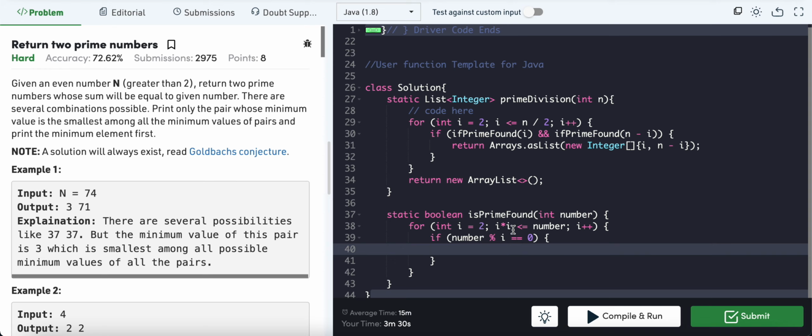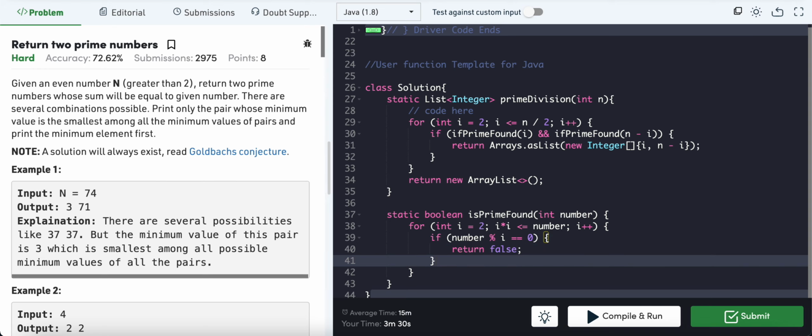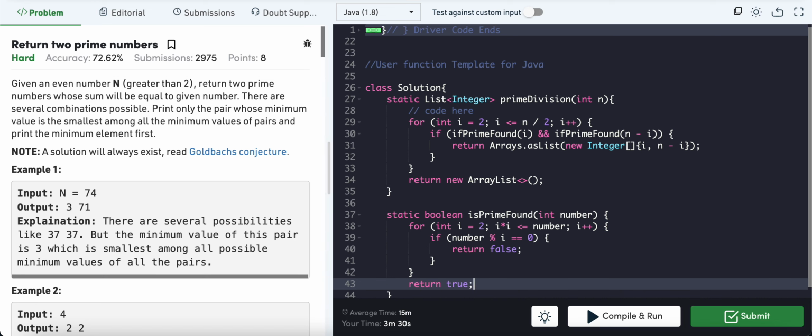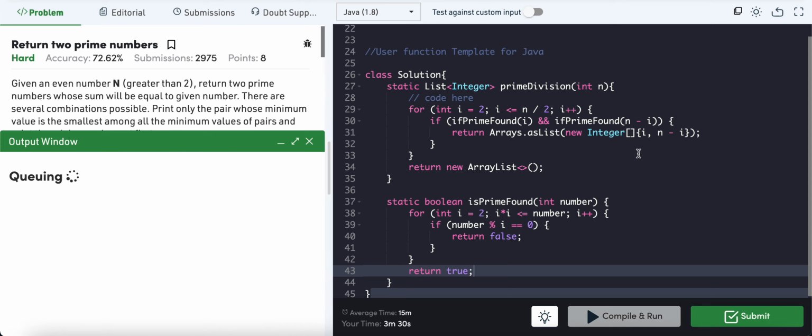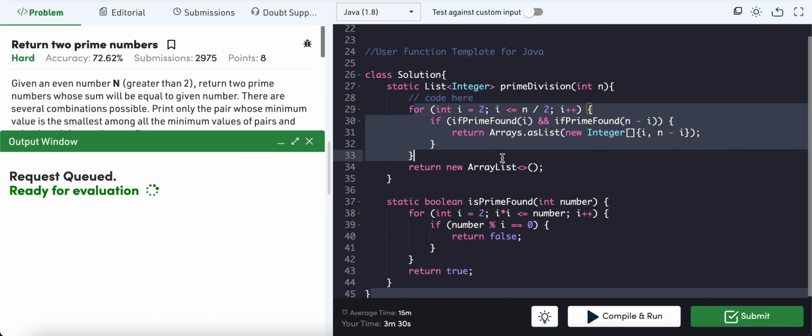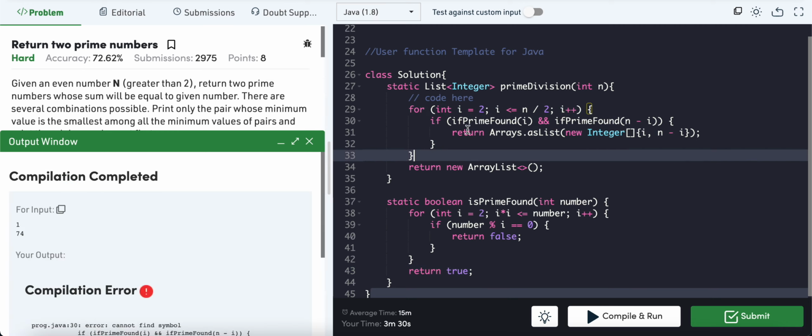this means that the number gets divided by some other number, which violates the property of a prime number, because a prime number is only divisible by itself or by 1. But here some other number divides it, so we return false. Otherwise we return true. Okay, let's combine. So this will be big O of n into root n.